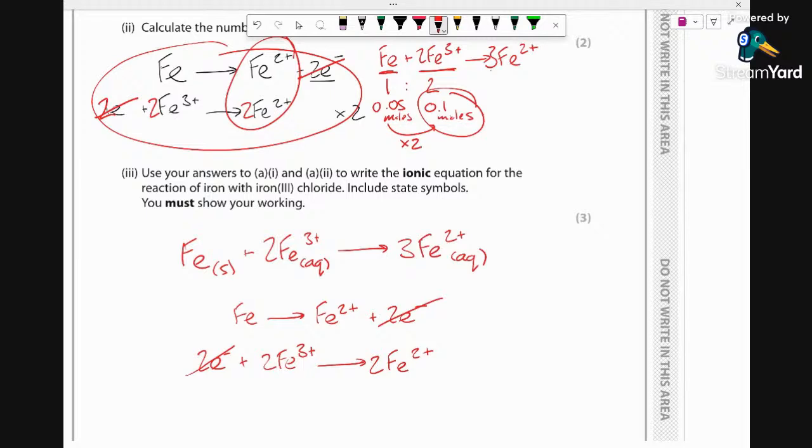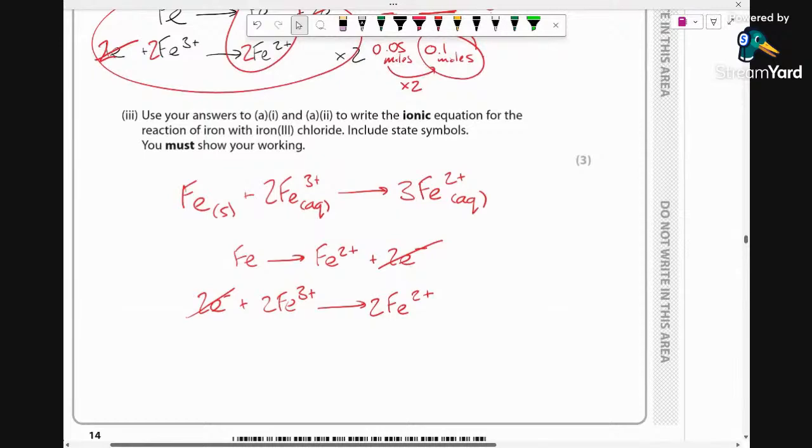So it's nice for me to show the two half equations, the overall equation at the end point. Nice question, though. Really like that.